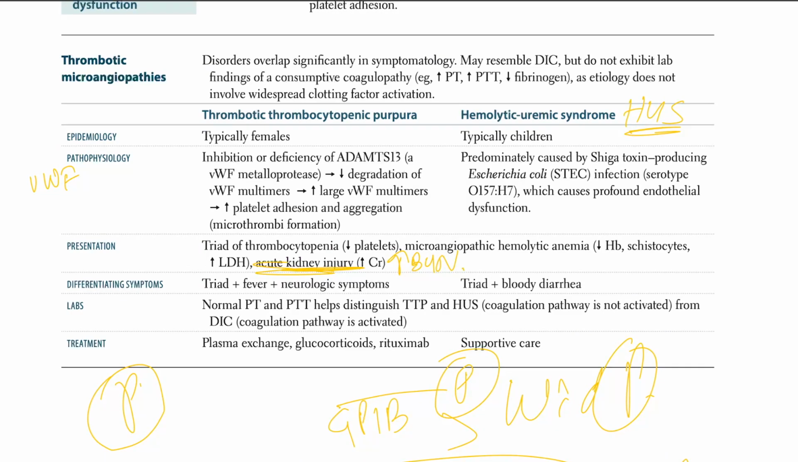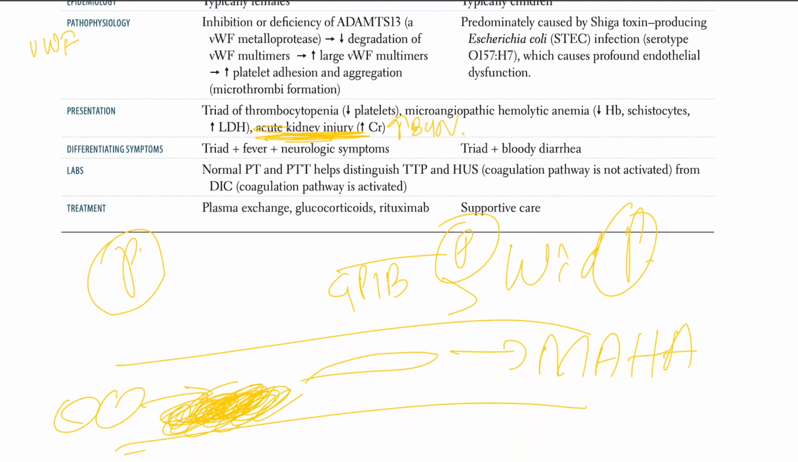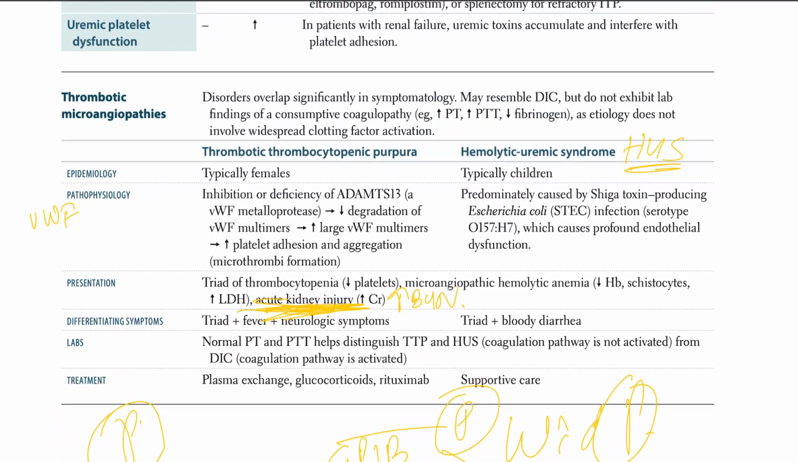And how do we have the acute kidney injury? Because of that hemolysis, everything goes to those small vessels. We have again the same thing, microthrombi in the kidneys, leading to acute kidney injury. Now here, very importantly, differentiating symptoms. We would have a triad, all of this triad, which is decreased platelets, MAHA, and AKI. This is a triad, plus fever, plus neurological symptoms. That is in TTP.